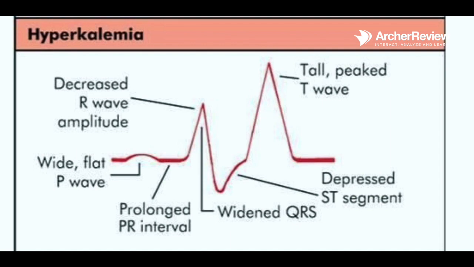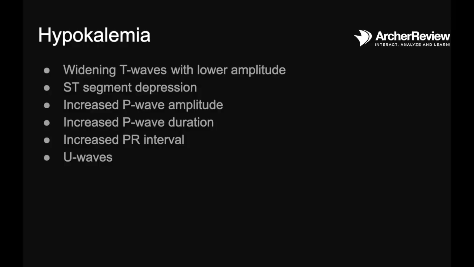But let's look on the flip side at hypokalemia. All right, so several noteworthy changes here with hypokalemia. Remember, this is a potassium less than 3.5. You are going to have a widening T wave with a lower amplitude, ST segment depression, increased P wave amplitude, increased P wave duration, increased PR interval, and U waves. That's a new one for us.